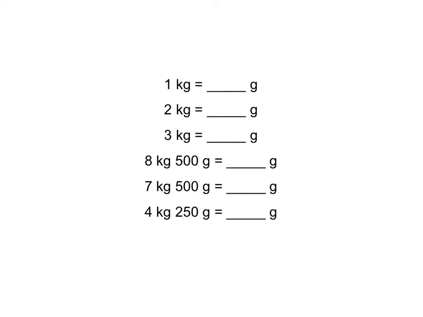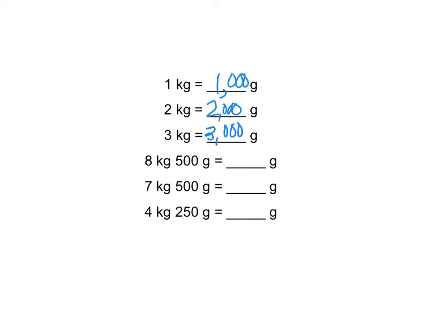Alrighty, the next thing we're going to do is convert units. We've been working with centimeters and meters, and now we're going to work with kilograms and grams. So 1 kilogram, the kilo tells us it involves 1,000. So 1 kilogram is 1,000 grams. 2 kilograms then would be 2,000 grams. 3 kilograms, write it on your whiteboard, would be 3,000 grams.